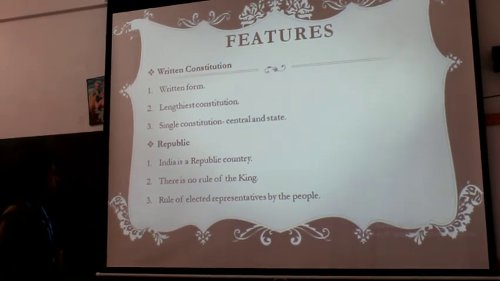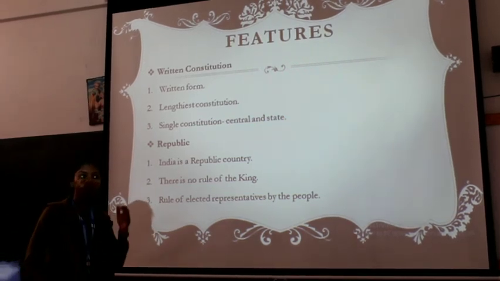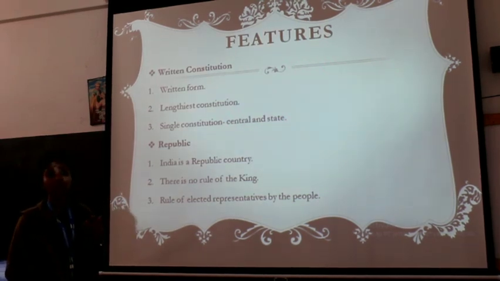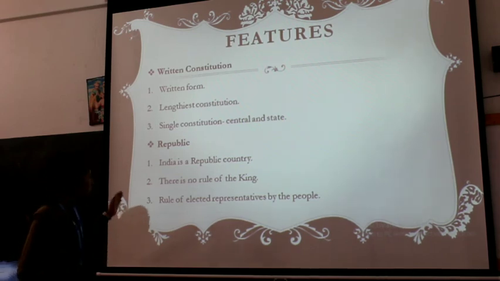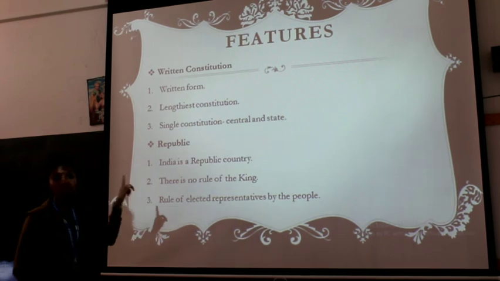And the other one is rule of elected representatives by the people. And who elects the people who are ruling us? Now we have a prime minister, we have a chief minister. Who elects them? It is us people who elect them, correct? So rule of the elected representatives by the people. So that is why we are a republic country.